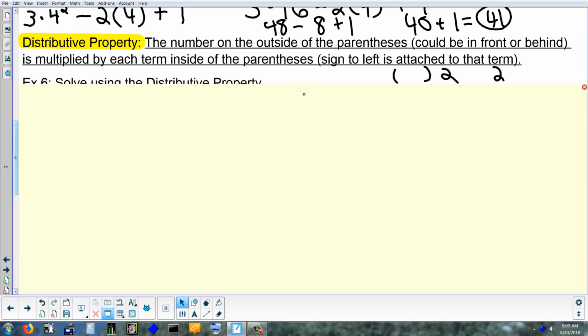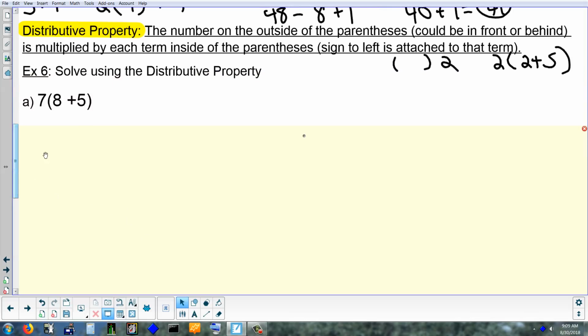For the most part, it'll be a number outside the parentheses, 2 plus 5. It'll be like that, or like that. So we're taking the number on the outside, and we're going to multiply it to each number on the inside. So in this case, I would be doing positive 2 times positive 2, and then positive 2 times positive 5. I know Mr. Pelletier, who I teach with downstairs, sometimes calls it the claw. You're going to claw it.